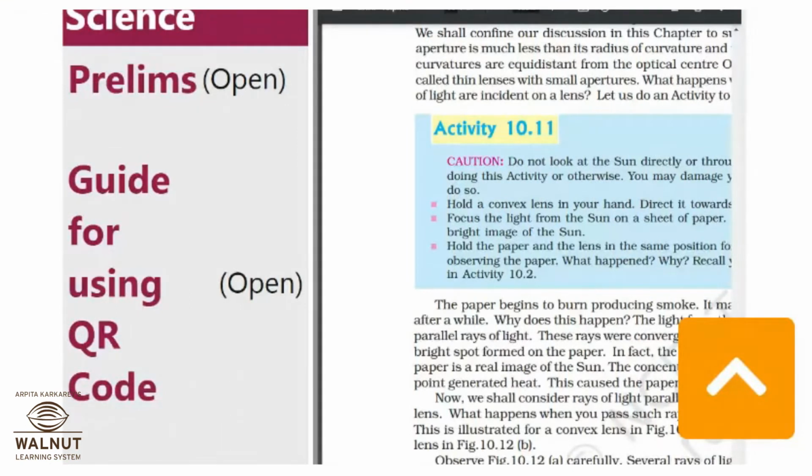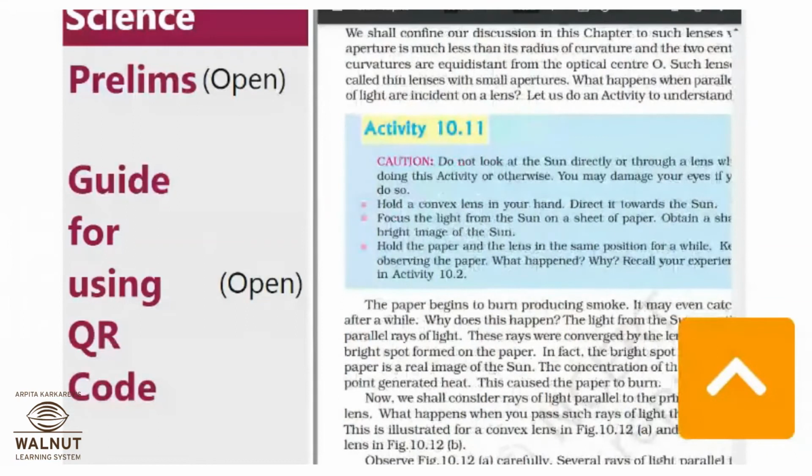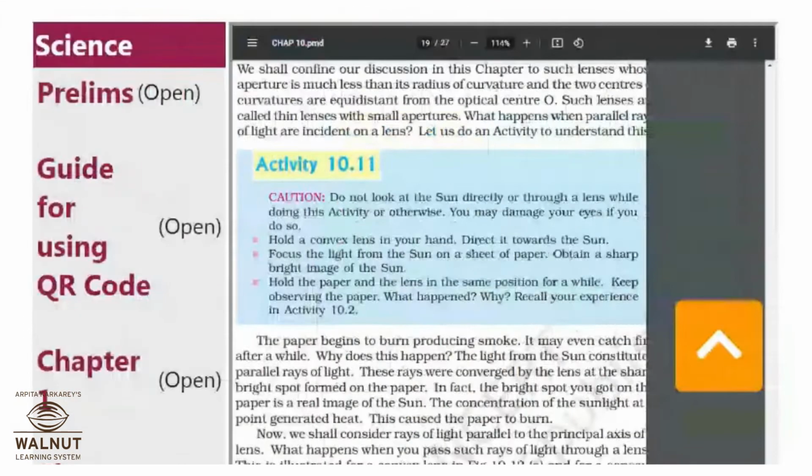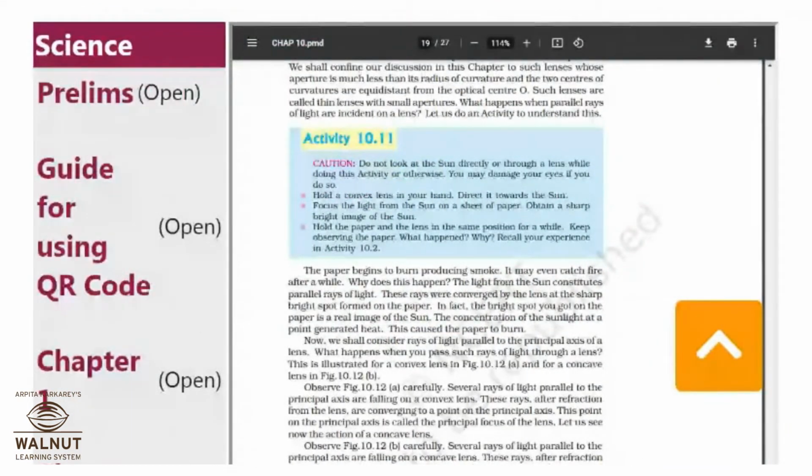See, what are we learning here? Convex lenses are the converging lenses, isn't it? So these convex lenses are trying to collect all the rays which are coming inside and they are trying to focus them on one single point. Everyone knows that we should not look at the sun directly or through a lens. What will happen if you look directly at the sun? You may damage your eyes, isn't it?